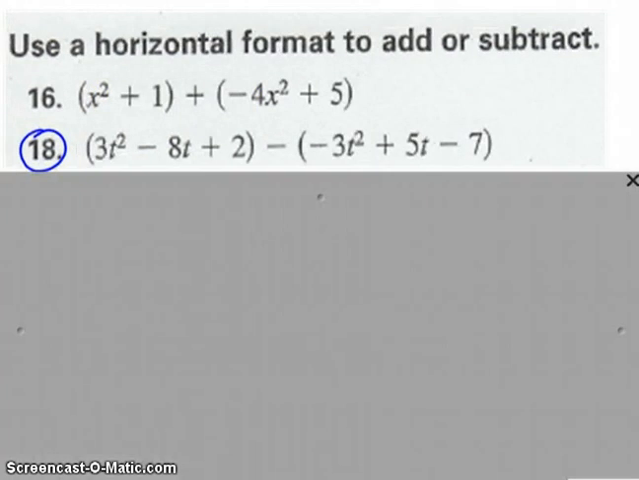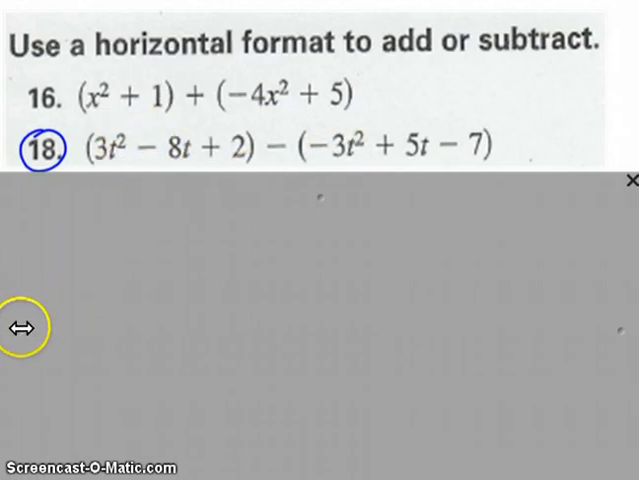This time, as promised, I'm going to do horizontal. Once again, it's a subtraction problem. So what I have to do when I do it horizontally, and again, this is only if you want to learn how to do it horizontally, I have to find matching terms. Matching terms, again, means that the variable is the same and the exponent's the same. So I'm looking for, in this case, something that matches t squared on the right side. And there it is.